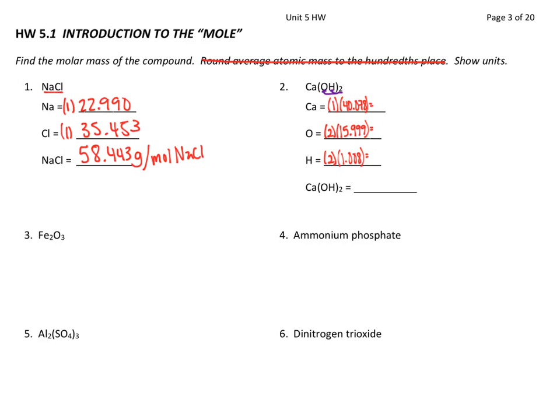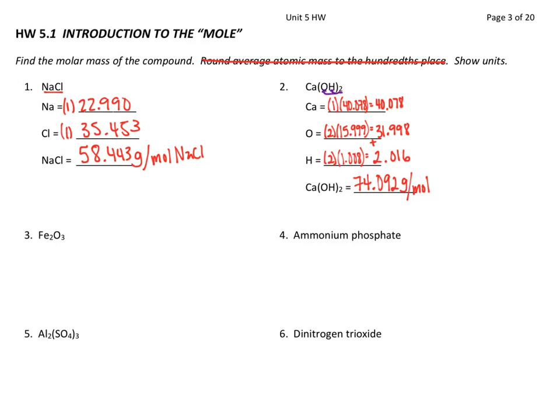So again, 40.078 times 1 stays the same, 40.078. 2 times 15.999, I end up with 31.998. And then 2 times 1.008, I end up with 2.016. Next, I have to make sure I add up all these, and my molar mass will be 74.092, and your unit grams per mole.